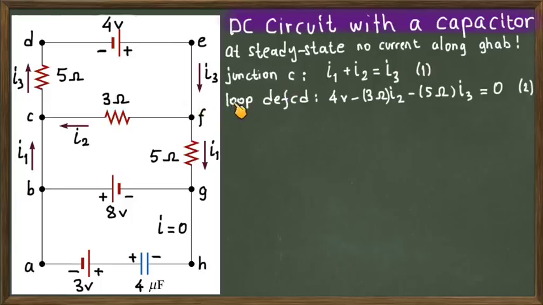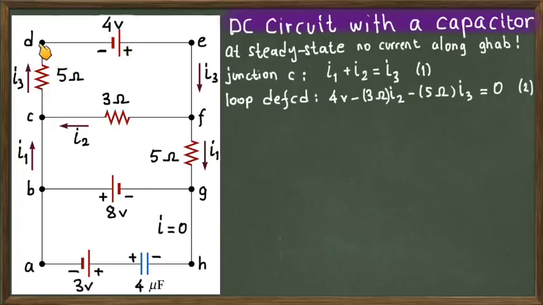So let's choose next the loop D, E, F, C, D, which means here on this picture, you start from D, go in this direction, crossing the battery from minus to plus, come to E, and there is nothing in between E and F, and from F you go towards C, crossing this 3 ohm resistor, and from C you go in this direction, crossing the 5 ohm resistor, and come to D, the same starting point. So let's apply the loop rule.